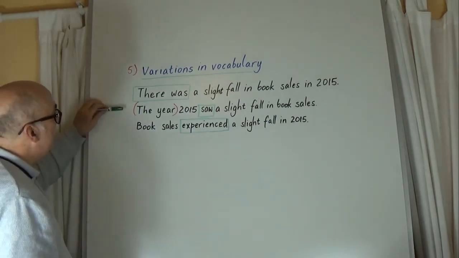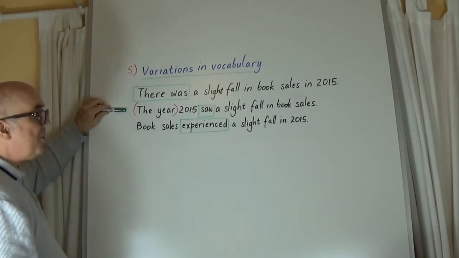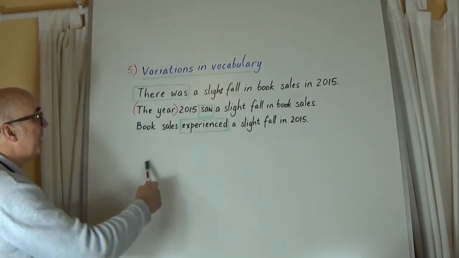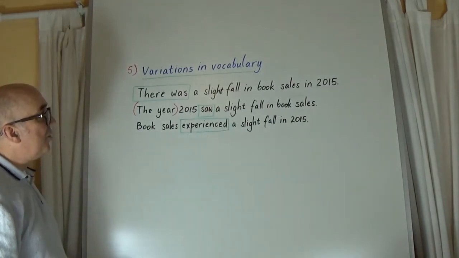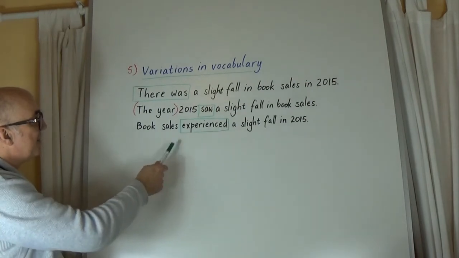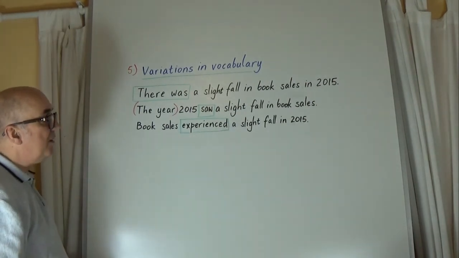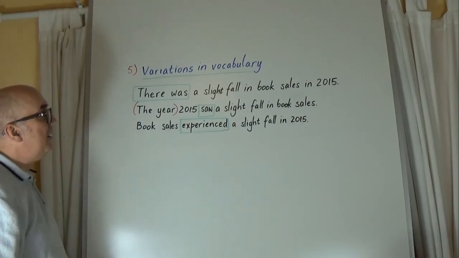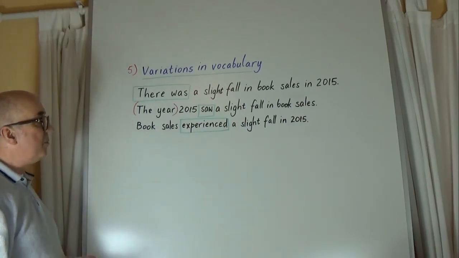Let's look at the next one. You don't need to say the year, but you can if you want. So the year 2015, you could begin: 2015 saw a slight fall in book sales. Book sales experienced a slight fall in 2015. So each one of them has the same meaning, but you can use it in different ways to boost your band score.